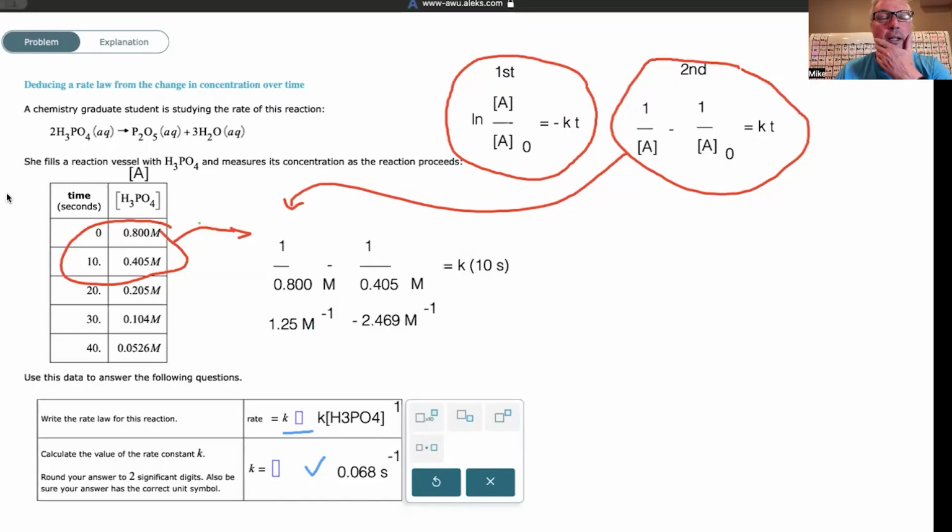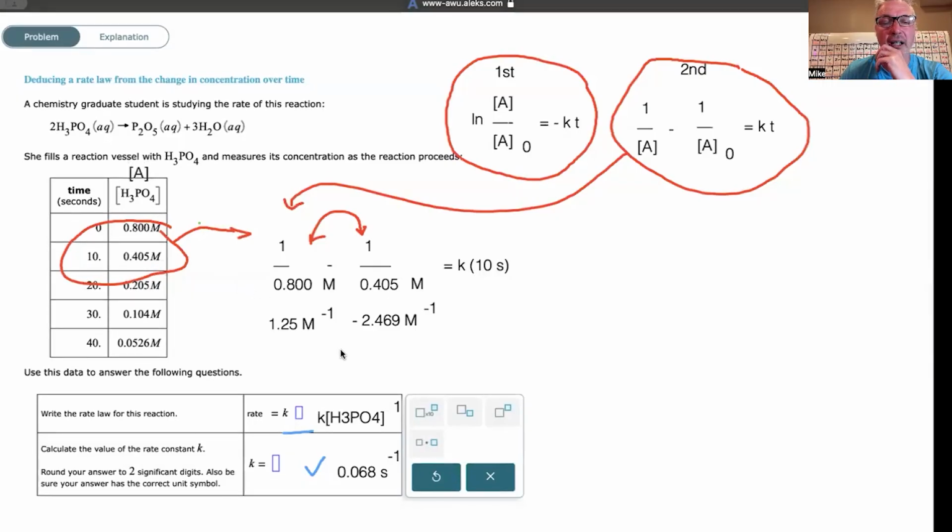Do you see how this has been a theme? Your buddy Mike goofs stuff up, but recognizes where I goofed it up. What did I do? This is not the initial concentration. These two are backwards. But the difference will still be the same. If I took 2.469 minus 1.25, that would actually be the same sort of value as if I had it the other way around. So it's actually a happy accident, as my favorite painter, Bob Ross, would say.